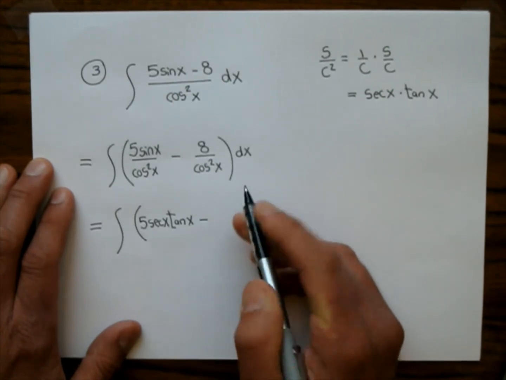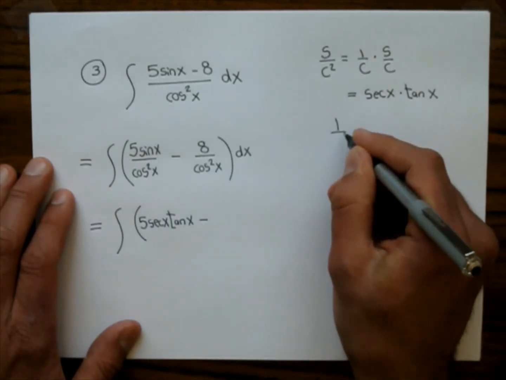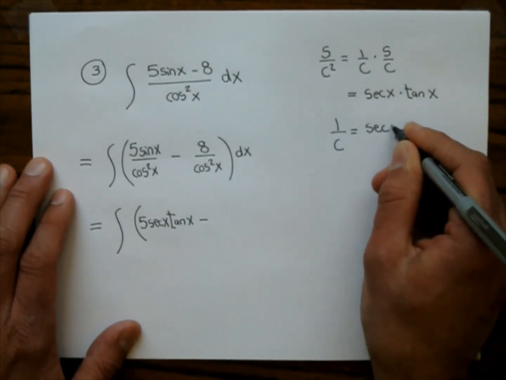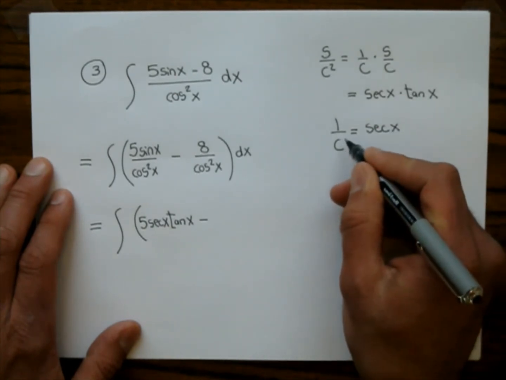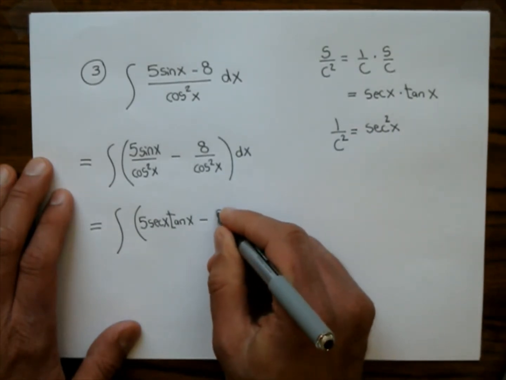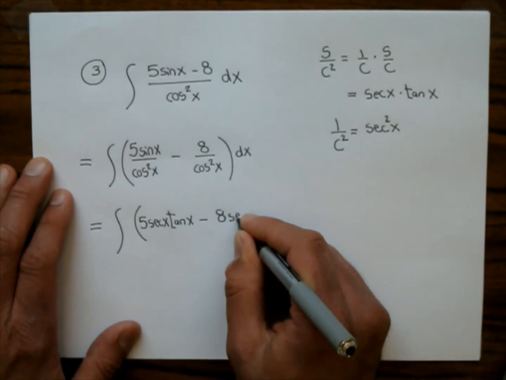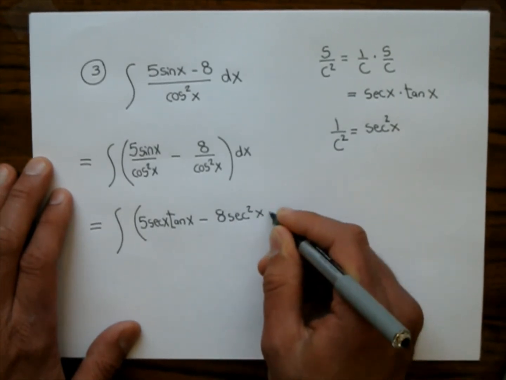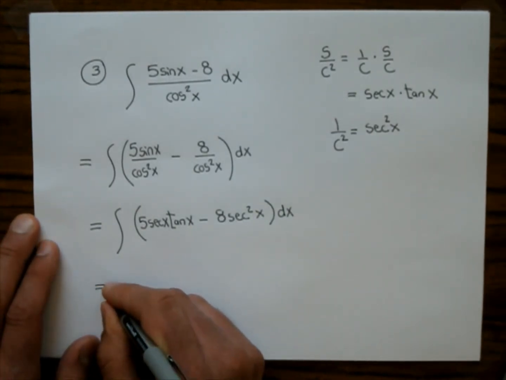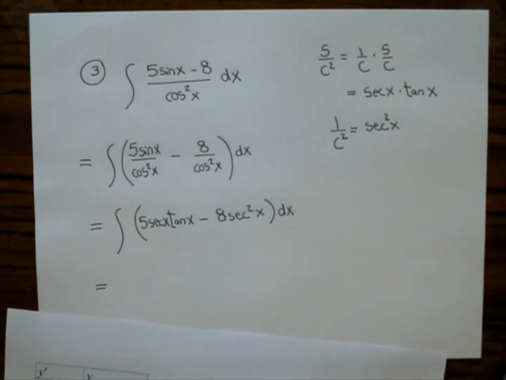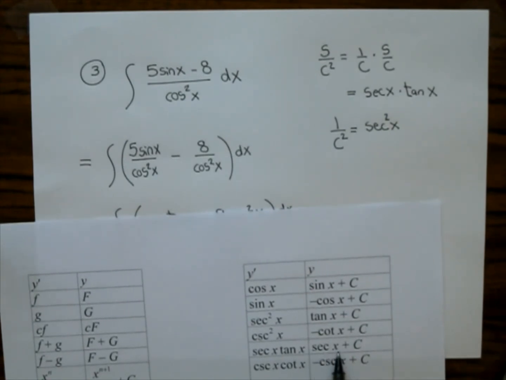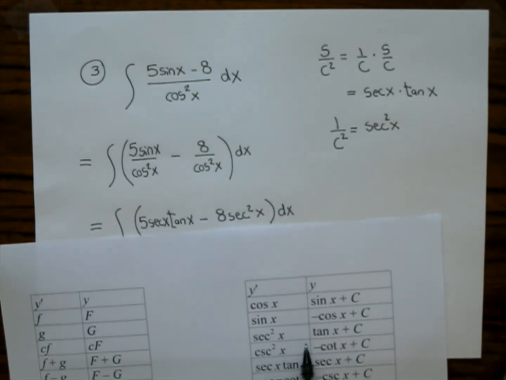Now the second term, we have to know what 1 over cosine is. So 1 over cosine is the secant x. 1 over cosine squared is the secant squared x. So when we have 8 over cosine squared, we end up getting 8 times the secant squared x dx. Okay, so now at this point, and once again, these are things you should try to memorize. You see the secant tangent right there, which the antiderivative is the secant, and you see the secant squared where the antiderivative is the tangent.